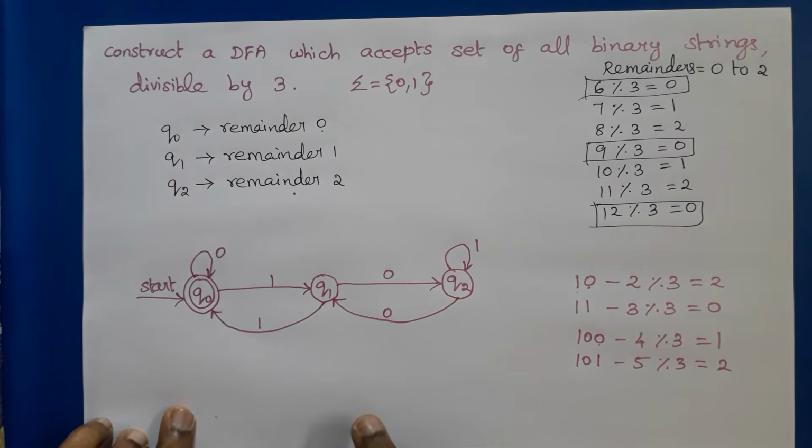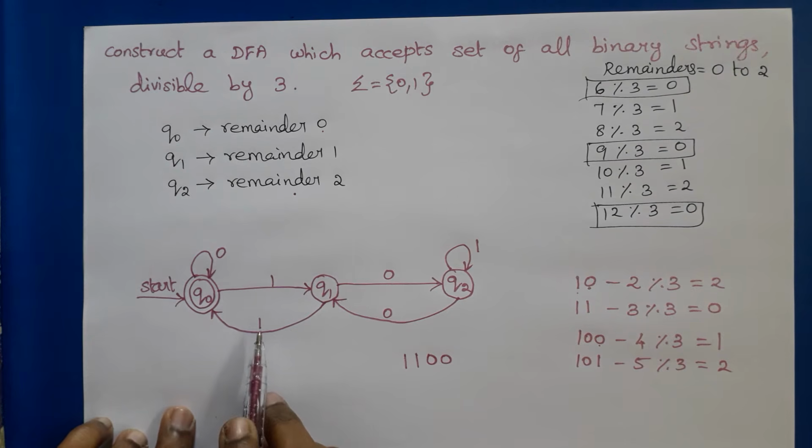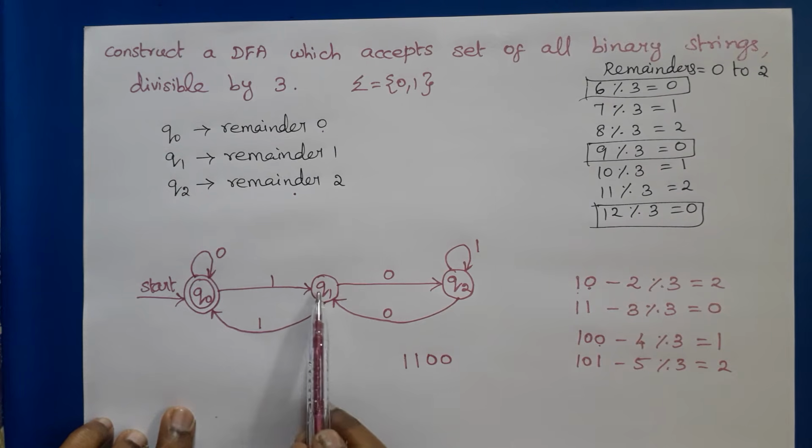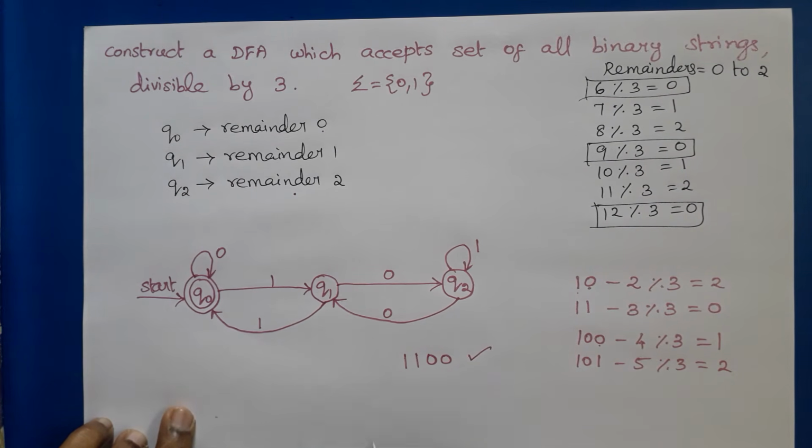Now we can check whether a binary string for 12 is divisible by 3 or not. 12 means 1100. Now we have to check whether this input string is accepted by our DFA. This is a number divisible by 3, so definitely it should be accepted by our DFA. Now we can check it. 1100. So it is accepted by our DFA.